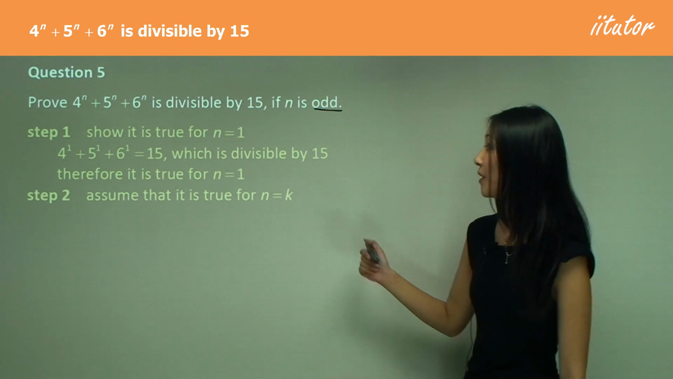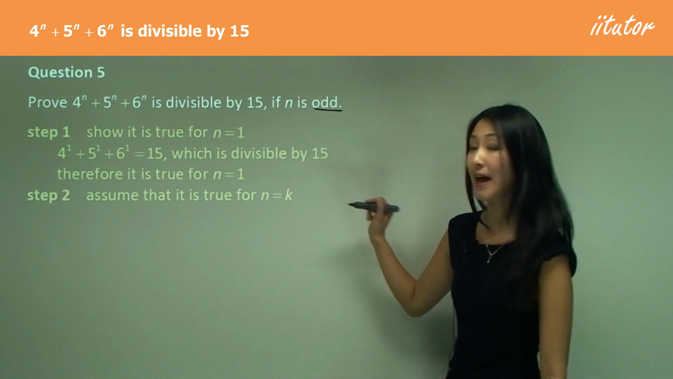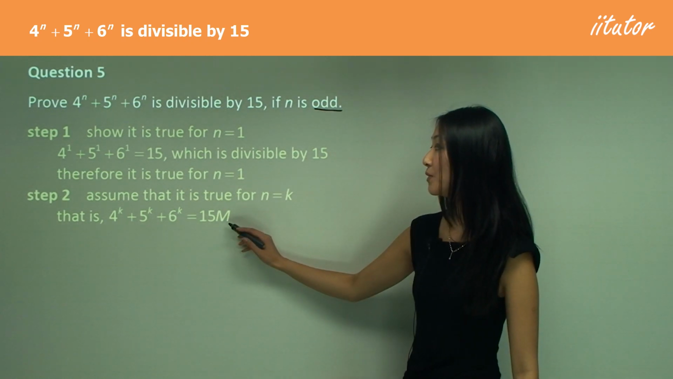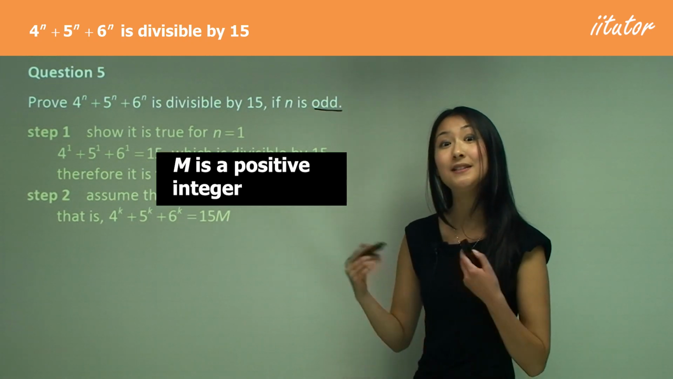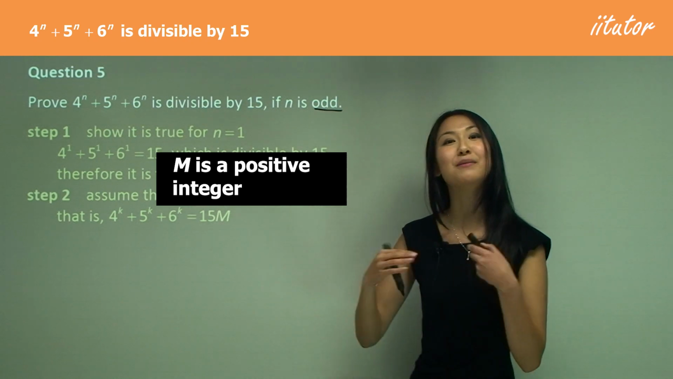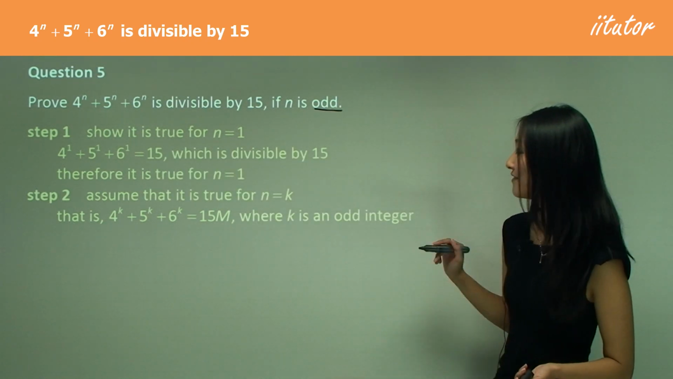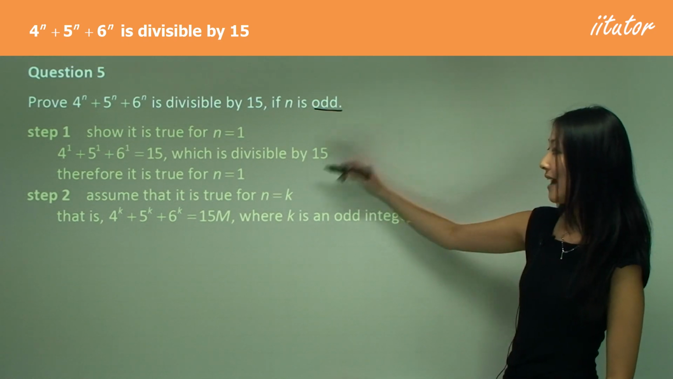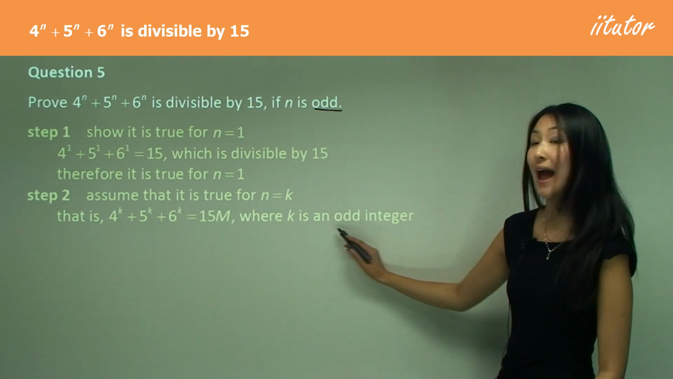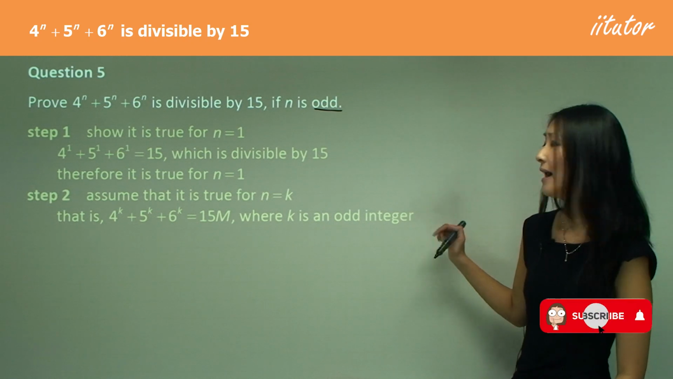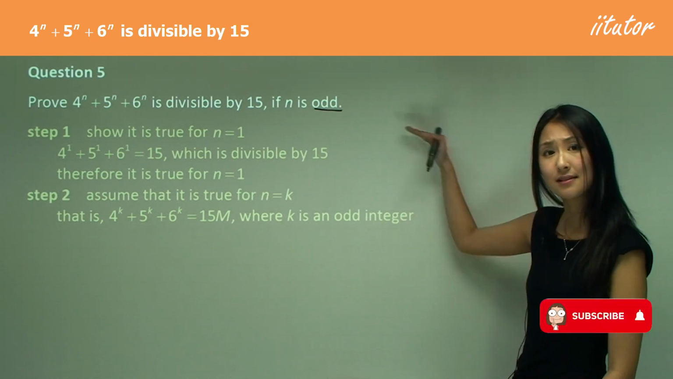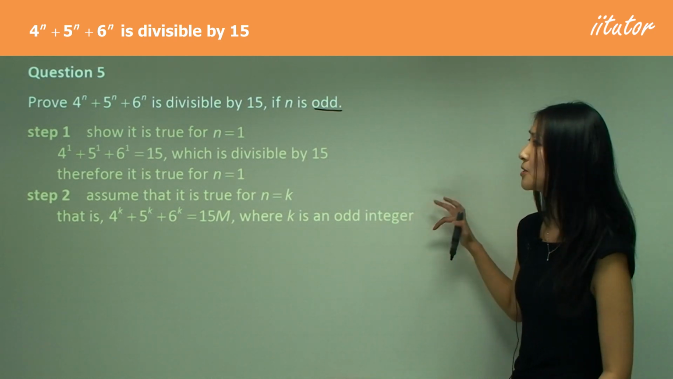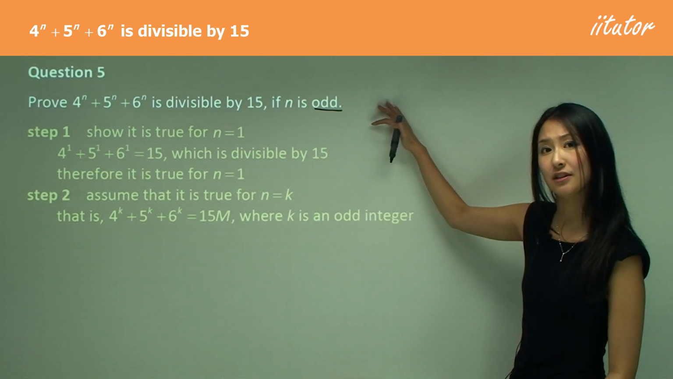In step 2, we want to assume that this is true for n equals to k. So we substitute in k, and we make it equal to 15m, because it's divisible by 15, we want it to be able to be multiplied by 15. We have to add where k is an odd integer, because if n is odd and n equals to k, therefore k must be odd as well. And it's important that we do specify this in our proof, because otherwise it throws off this assumption. So the assumption must hold true for all the information up here.